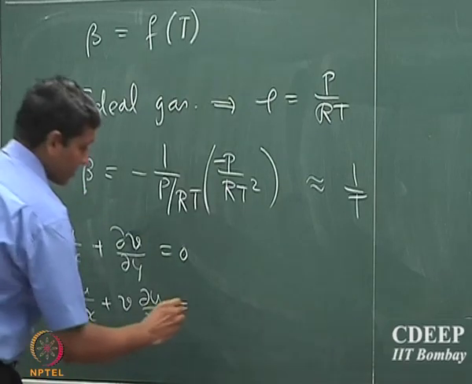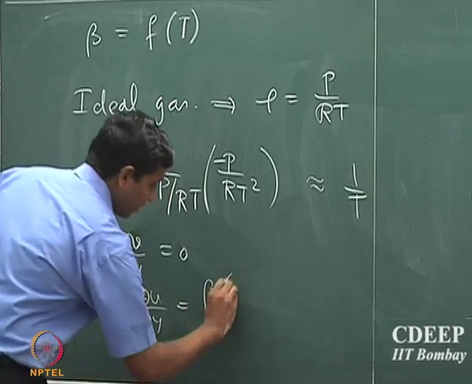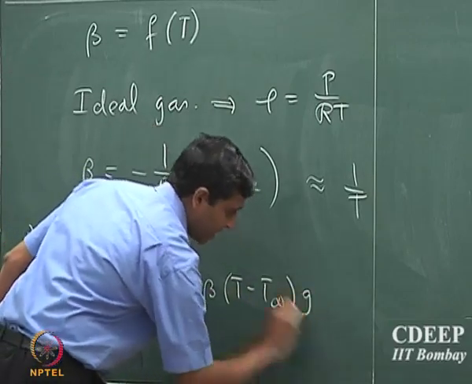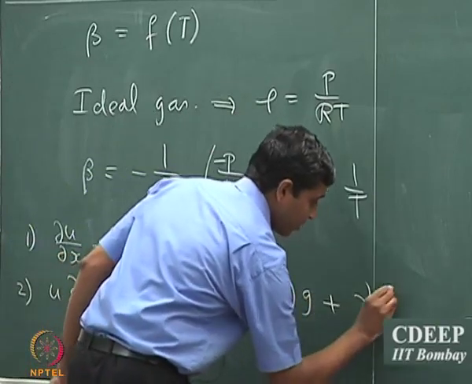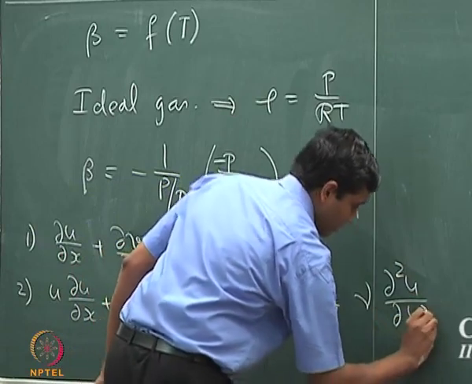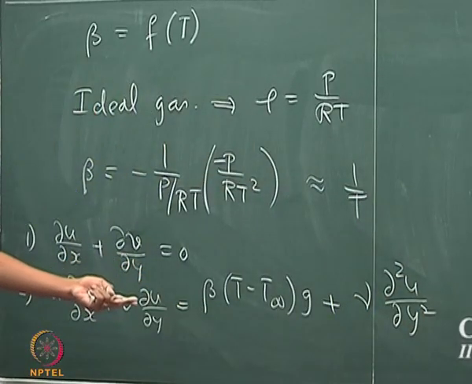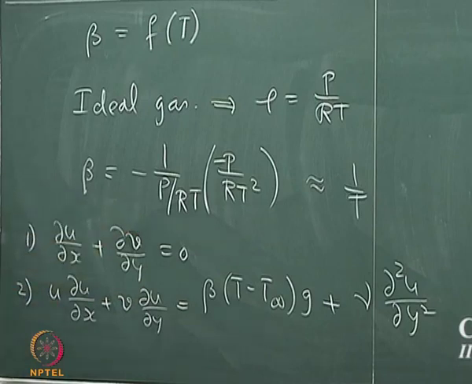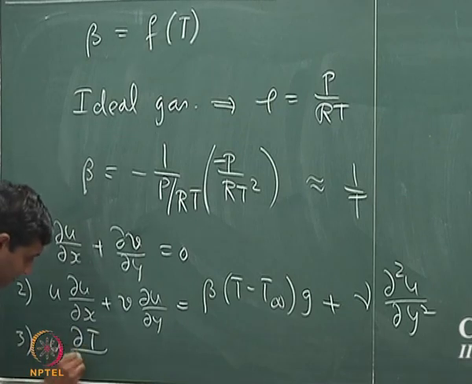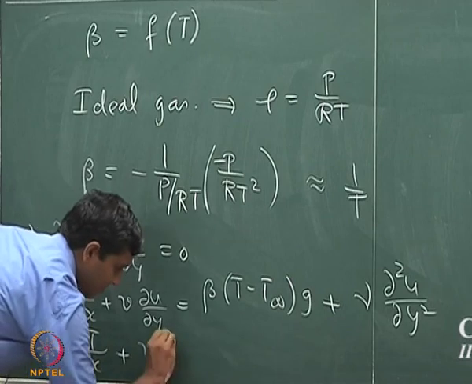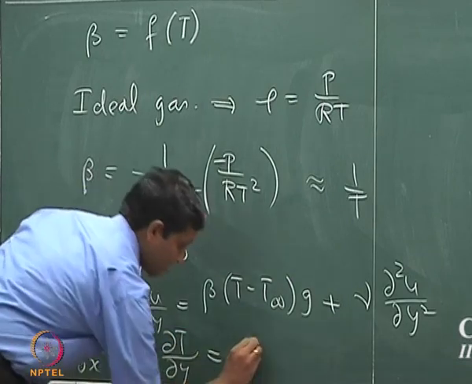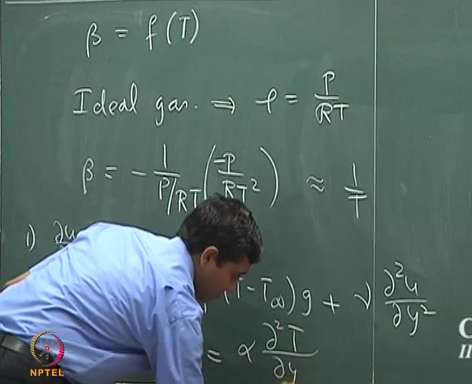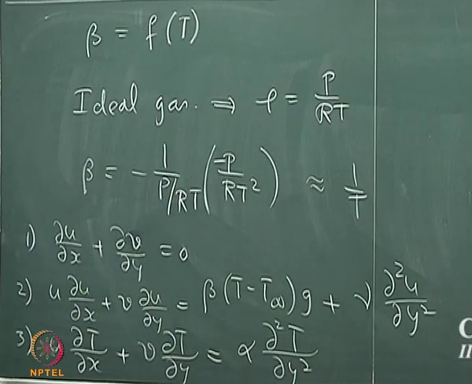So, that we can rewrite as beta into (T minus T infinity) into gravity plus nu into d square u by dy square. So, all I have done is I have just replaced delta rho by rho with the compressibility factor expression using the Boussinesq approximation, and then we have the temperature balance. We assume that there is no energy generation, etcetera. So, this is the energy balance, we have the momentum balance, and we have the continuity equation.